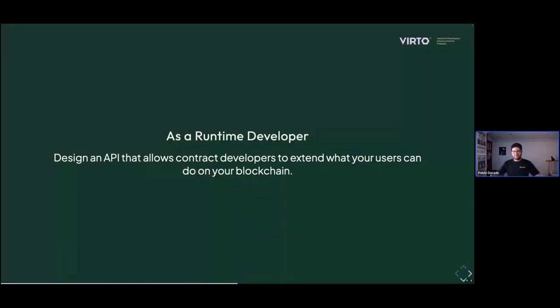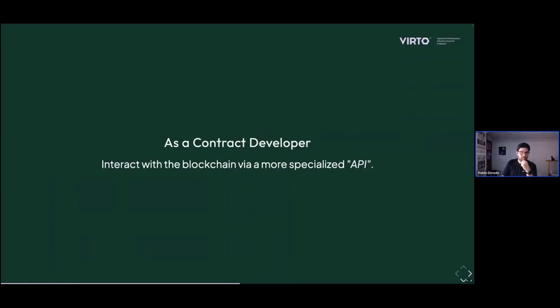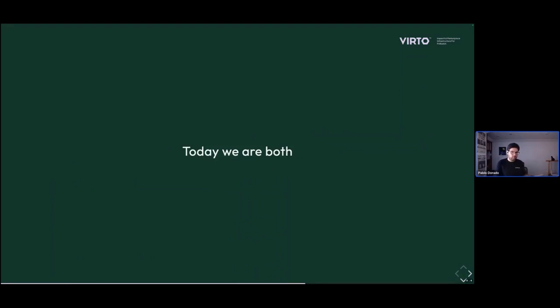But we're about interacting with the blockchain. What are contracts in the end, if not a means to extend an interaction of the blockchain? So if you're a runtime developer, you might be enabling contract developers to extend the blockchain. If you are a contract developer, you might be able to interact with the blockchain with a more specialized API for the blockchain. Today we're both. We'll be exploring both sides of the story.